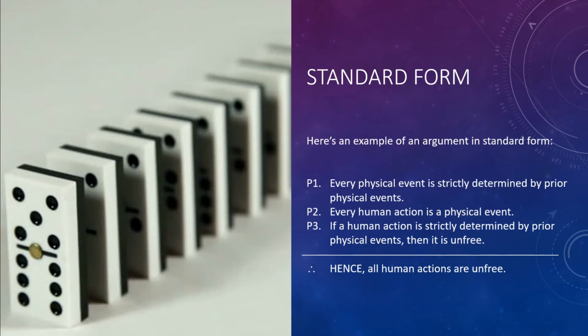This argument says every physical event is strictly determined by prior physical events. The second premise states every human action is a physical event. The third premise says if a human action is strictly determined by prior physical events, then it's unfree. Therefore, according to this argument, all human actions are unfree.